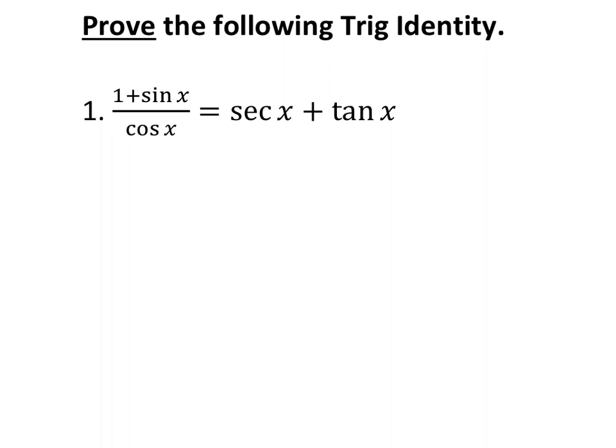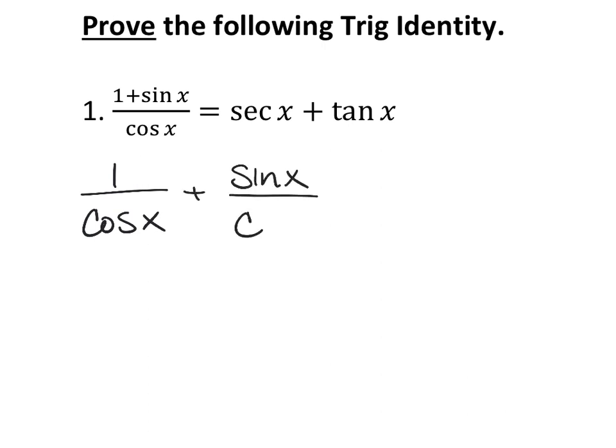Okay, so if we're going to try to get the first side to look like the second side, the first thing I would want to do is split this. Do you see how I have a plus or minus in the numerator but not the denominator? That means I'm allowed to do this. 1 over cosine of x plus sine of x over cosine of x.